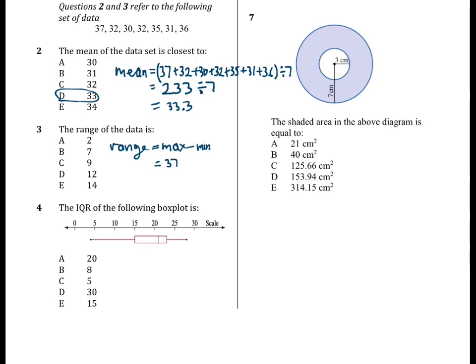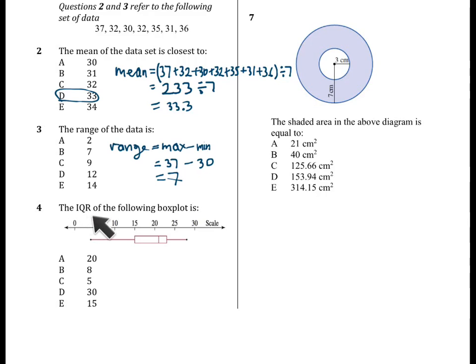Now the range of the data here is the maximum value subtract the minimum value. That's how you work out your range. So you look up your maximum value, which is 37, and you subtract your minimum value, which is 30, and we get a range of 7. Okay, it's not too hard.